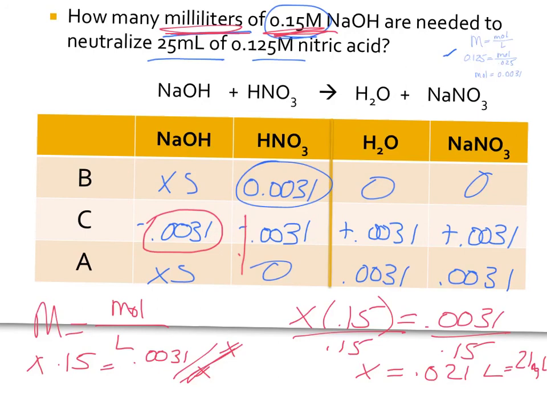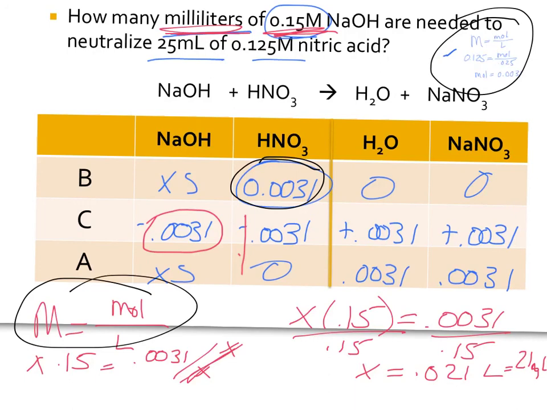So doing this BCA table, we used the molarity equation to figure out moles, put it into our equation, worked out the BCA table, then used the molarity equation again to figure out the volume of our NaOH solution that we would need.